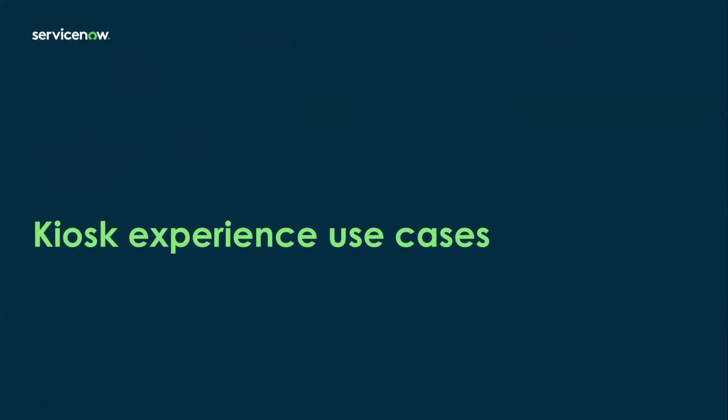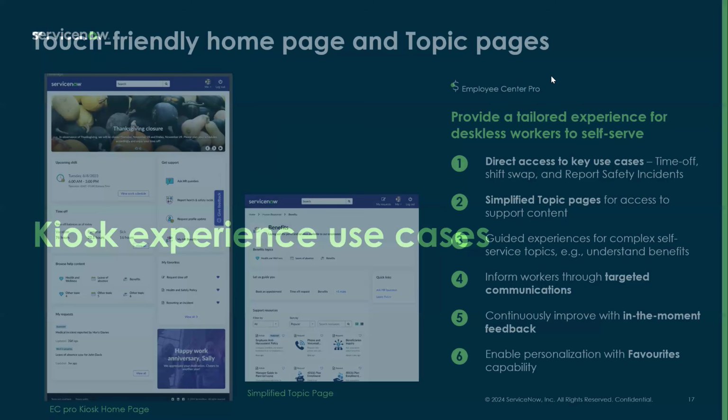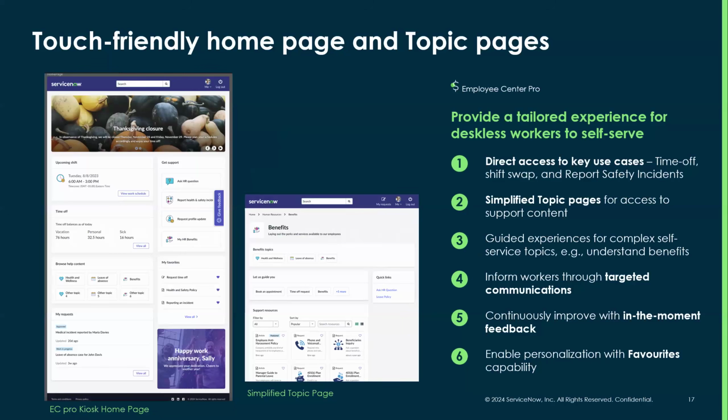So let's dive a little bit more into the use cases. First and foremost, when you see the demo as well, you will see that we have simplified the homepage a lot, and we have also simplified topic pages. So yes, topic pages are available on Kiosk. You would see there is no mega menu to keep the homepage simple, but the topic pages are actually available by browse help content, which is on the central or middle part of the homepage.